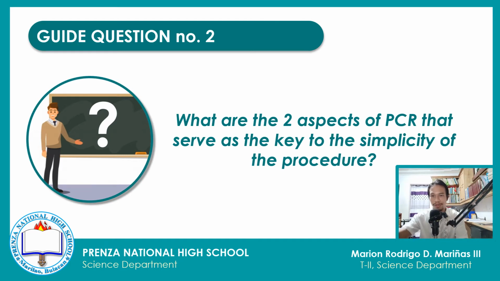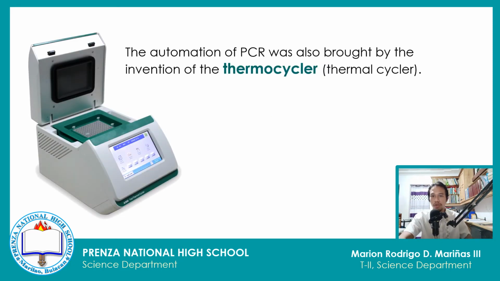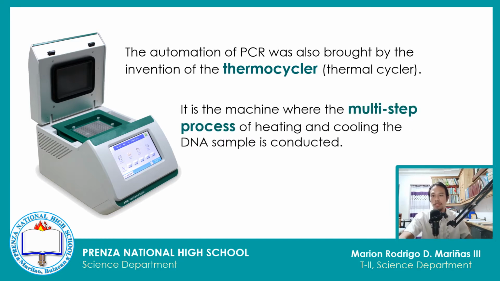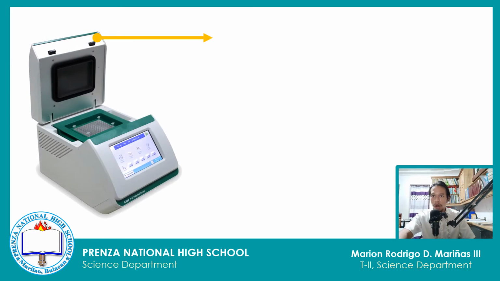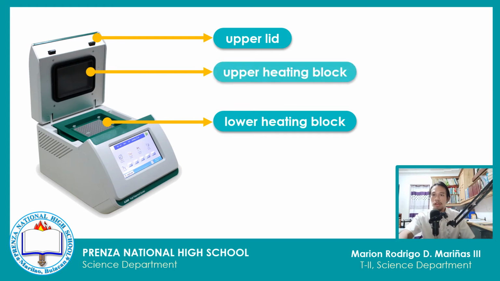It is also important to mention that the automation of PCR was also brought by the invention of the thermocycler or thermal cycler, a machine where the multi-step process of heating and cooling of DNA samples can be conducted to facilitate the amplification of the samples. If you open the upper lid of the thermocycler, you can see some slots on the lower heating block just below the upper heating block. Those are the slots where we can place the PCR tubes containing the PCR basic reaction mixture.